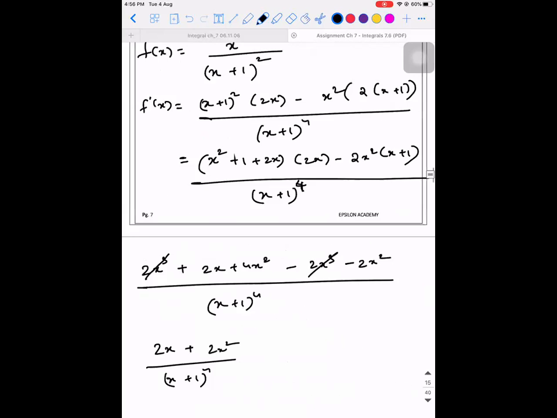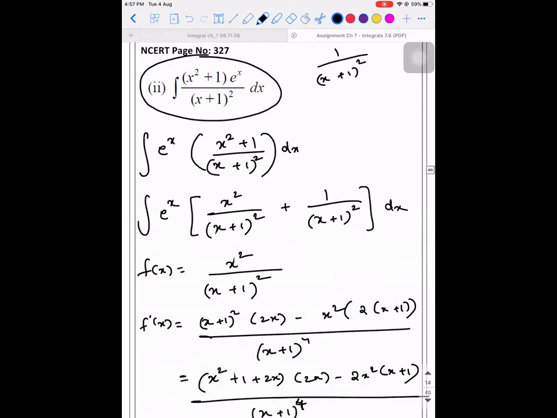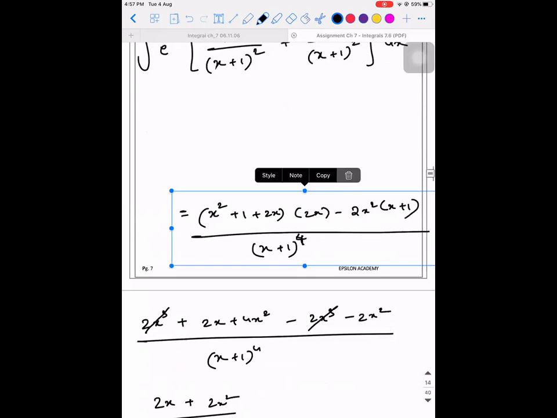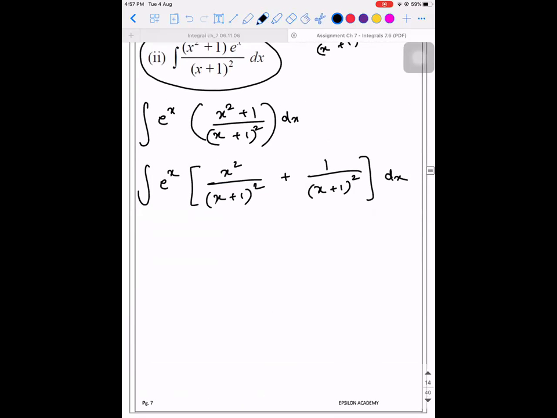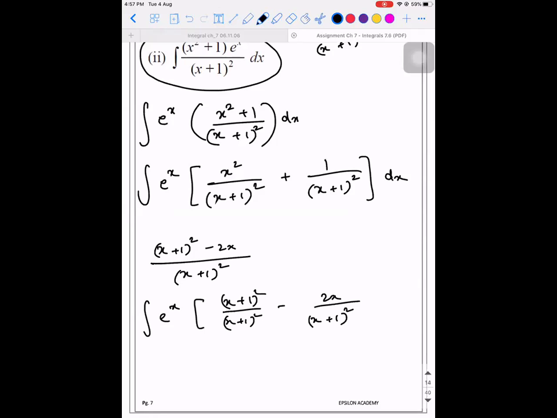So let's try by some other way. See, this is not working. Let's try one more method. Just a minute. So this x square plus 1, can I write it as x plus 1 the whole square minus 2x? But that's also not going to help, right? So integral of e power x into x plus 1 the whole square divided by x plus 1 the whole square minus 2x divided by x plus 1 the whole square dx. This and this will get cancelled. It's not going to work.